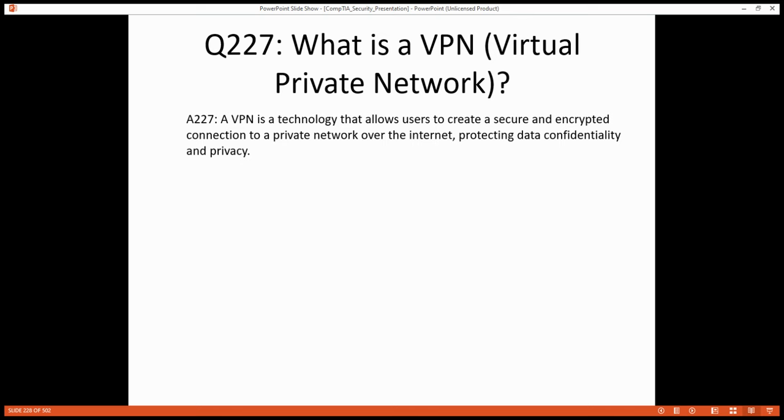Q227. What is a VPN, virtual private network? A227. A VPN is a technology that allows users to create a secure and encrypted connection to a private network over the internet, protecting data confidentiality and privacy.